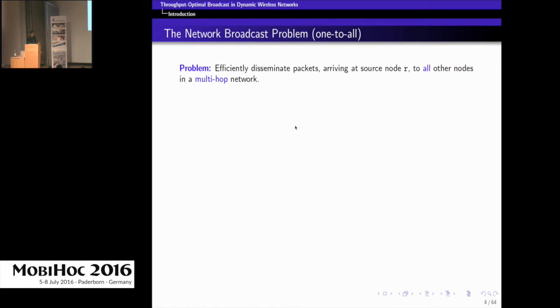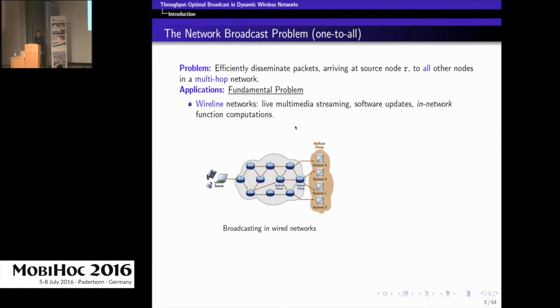So what is the problem all about? The problem is basically to efficiently disseminate packets that are arriving at a source to all nodes in a multi-hop network. Okay, so why is it important? It is a fundamental problem, and it has applications in wireline networks, say in live multimedia streaming, software updates, in-network function computation. Right now, this problem is getting a lot of importance. And now you can see a cartoon here. So here is the source, and here is some set of nodes, say internet routers, and you'd like to send this message to everyone, in a multi-hop fashion.